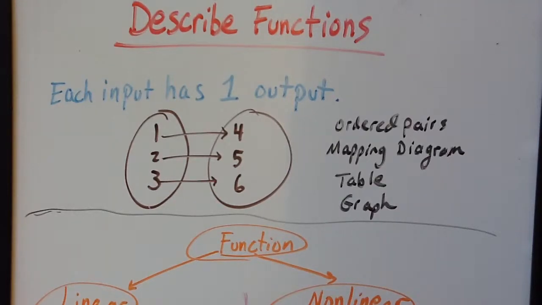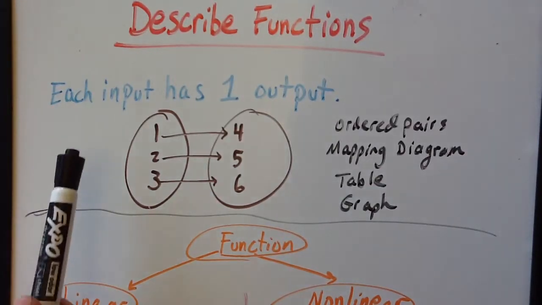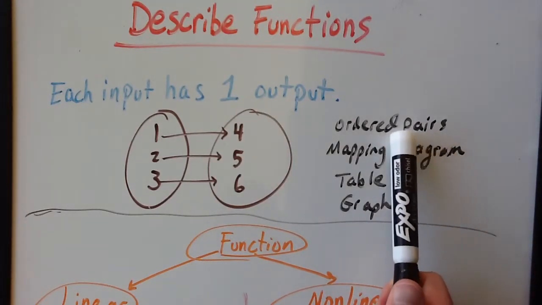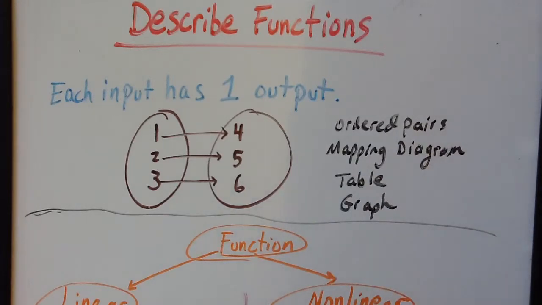In this lesson, we'll talk about ways that you can describe functions. To be a function, each input has to have exactly one output, and there are at least 4 ways you can describe functions or show functions. You can write them as ordered pairs, you can use a mapping diagram, which is what we have shown here, you can use a table, or you could use a graph.